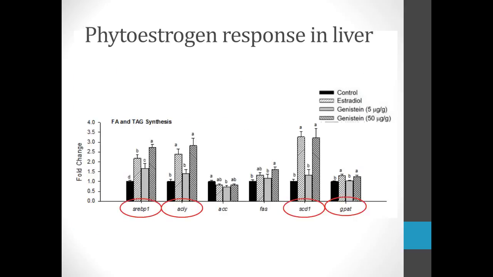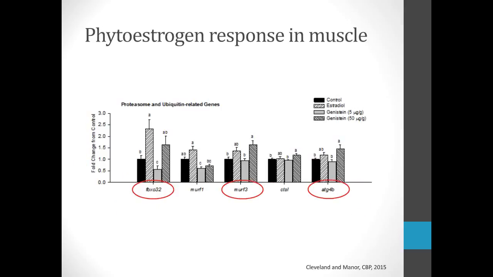We also looked at some lipid metabolism genes in liver, including those that responded to estradiol in the previous feeding study. And again, most of these genes were regulated in a similar manner between estradiol and the high genistein dose, suggesting that genistein responses result from activation of the estradiol receptor. So certainly these data suggest that a long-term growth response study is important.